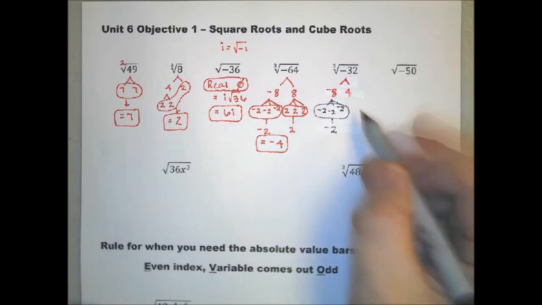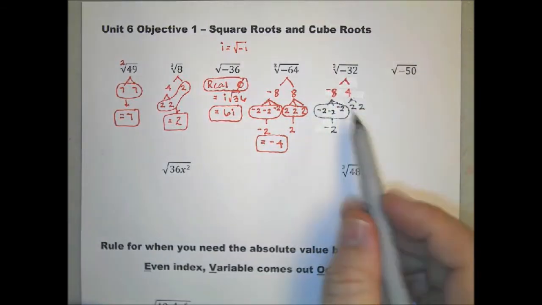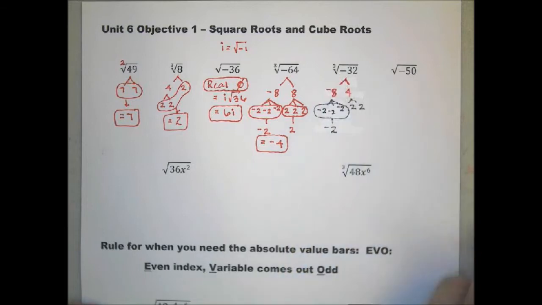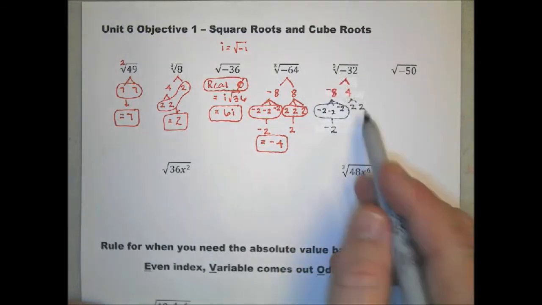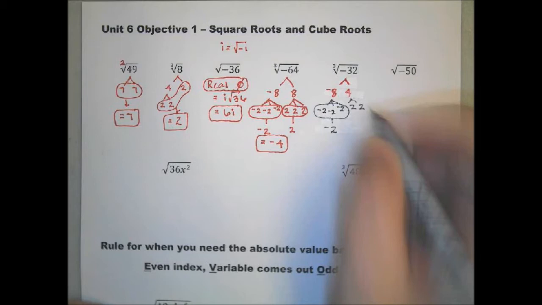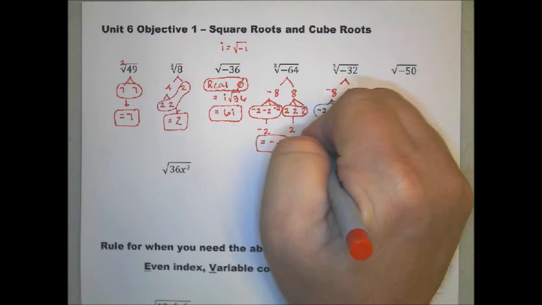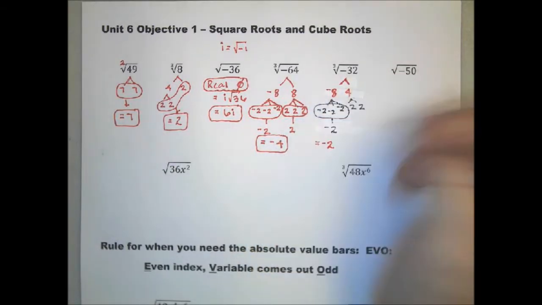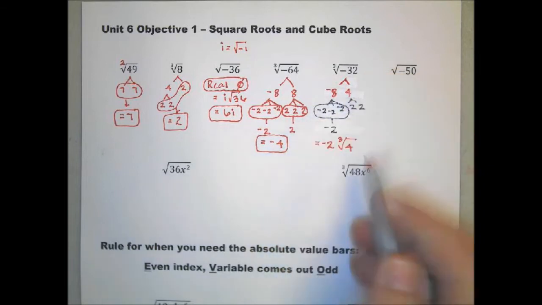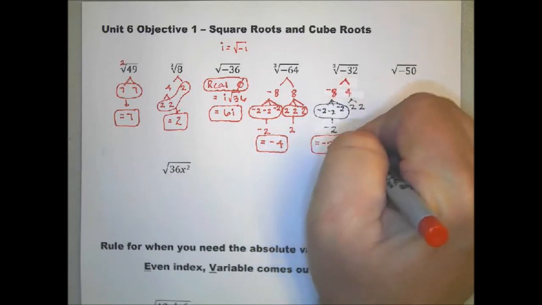Now, what about this other 4? Well, that 4 can be broken down to 2 times 2, but remember, we're working in a cube root. So in order for something to be beneficial to us, we need to actually be able to find 3 of them. So all we have as the answer is the negative 2 that came out, and the cube root of positive 4 that stayed in. And that's the answer.